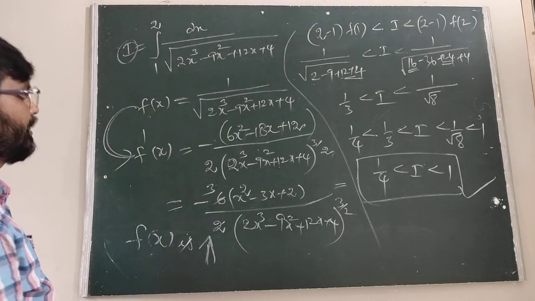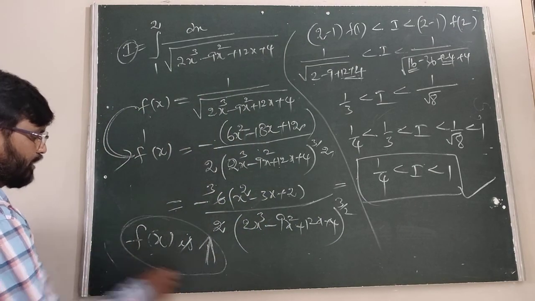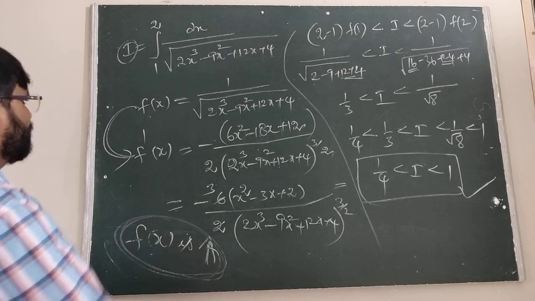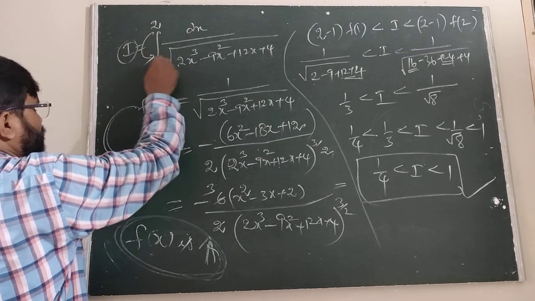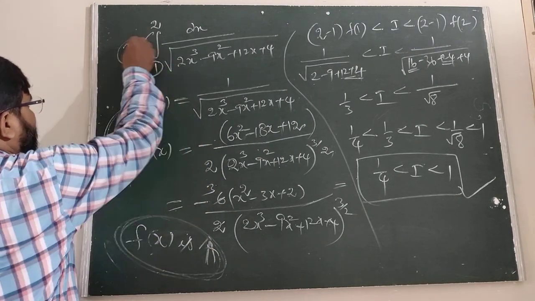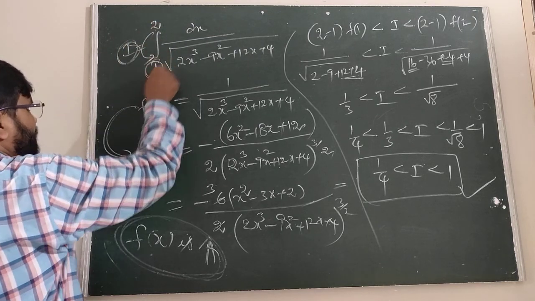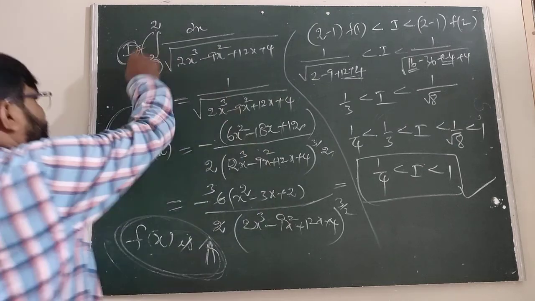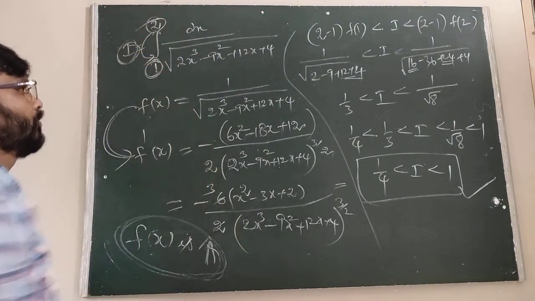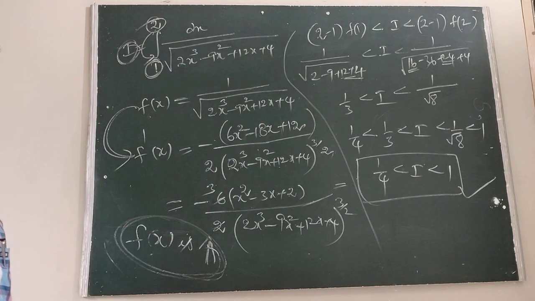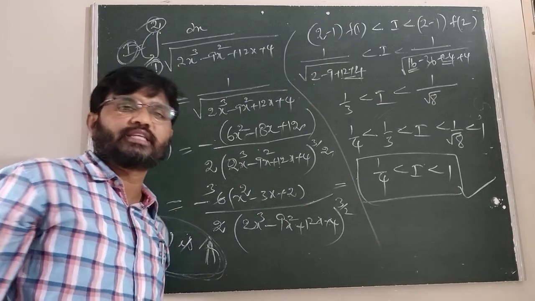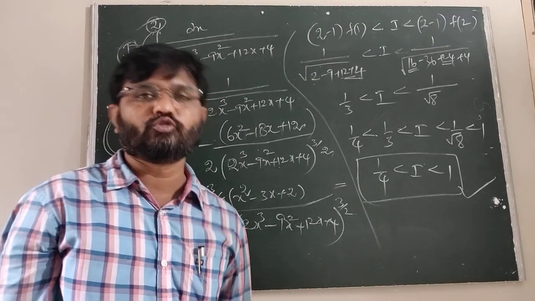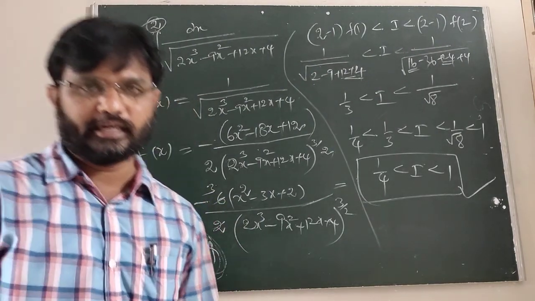What is the inequality? When f of x is an increasing function, we can write that I lies between 2 minus 1 f of 1, less than I, less than 2 minus 1 f of 2. Is it clear? This is the property of the inequality. Suppose f of x is a decreasing function, then 2 minus 1 f of 1 is greater than I, which is greater than 2 minus 1 f of 2. Is it clear?